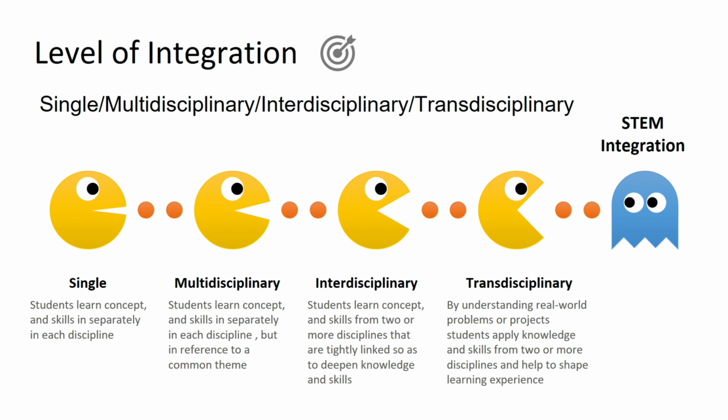Basically, in multidisciplinary, students learn concepts and skills in separate disciplines, but in reference to common content. In interdisciplinary, we learn concepts from two or more disciplines and tie the links together as deep knowledge and skill. In transdisciplinary, students need to apply the knowledge and skills from two or more disciplines and help shape the learning experience. So that is the level of STEM integration we give to you.